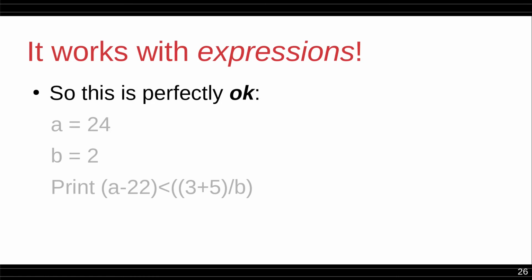Let's take the small program apart. First, we assign the value 20 to variable A. Then we assign the value 2 to variable B. And finally, we can figure out what happens when we evaluate the print statement. A minus 22 equals 2 because 24 minus 22 equals 2. 3 plus 5 equals 8. If we divide 8 by 2, that's what B holds, we get 4. So the actual question is: is 2 less than 4? Figure that out for yourself, what will be printed here.